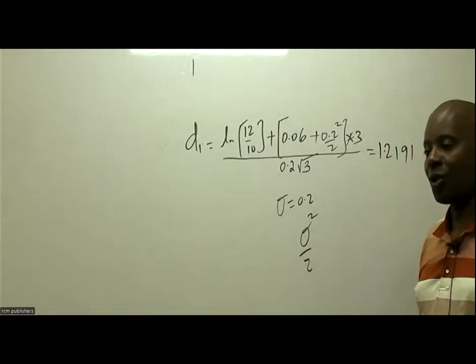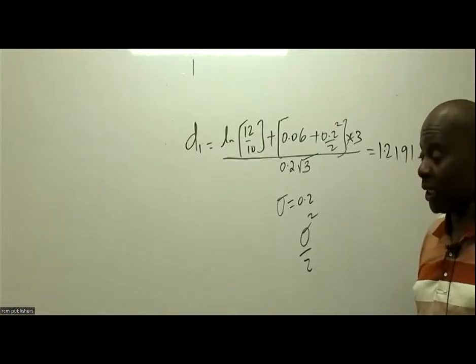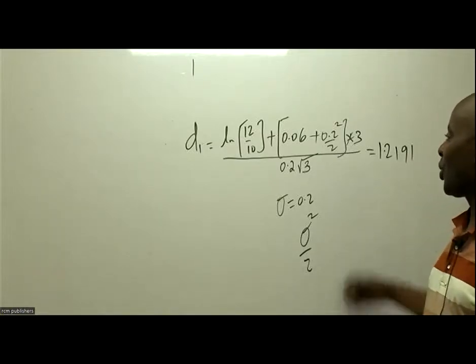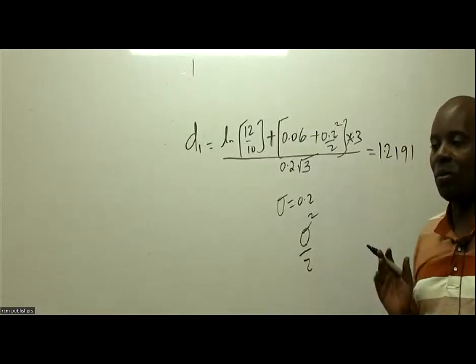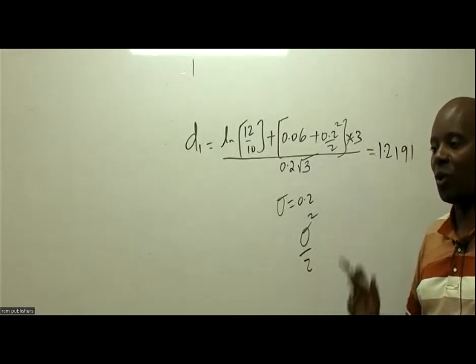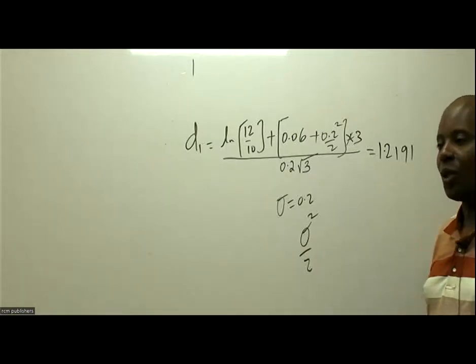Lucy, who is telling me the truth? You can see it is 121.91. Please check again, and ensure that you write the numerator separately, then the denominator separately, and then you give us the quotient.